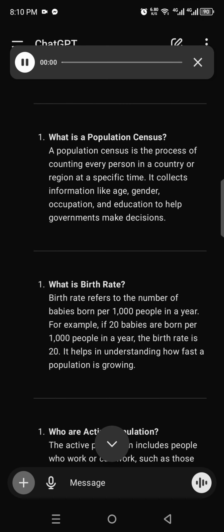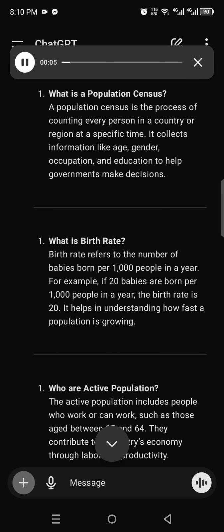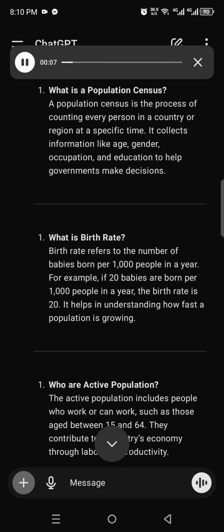NAR Part 1, Understanding Key Concepts. 1. What is a population census? A population census is the process of counting every person in a country or region at a specific time. It collects information like age, gender, occupation, and education to help governments make decisions.